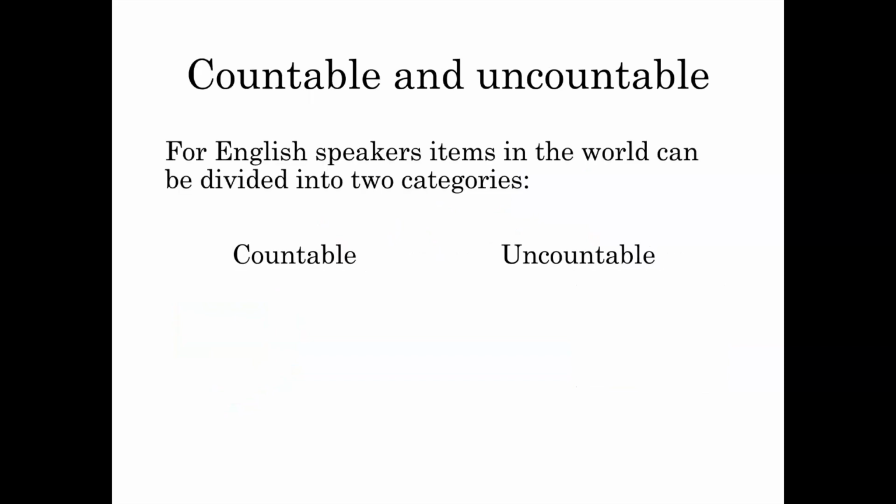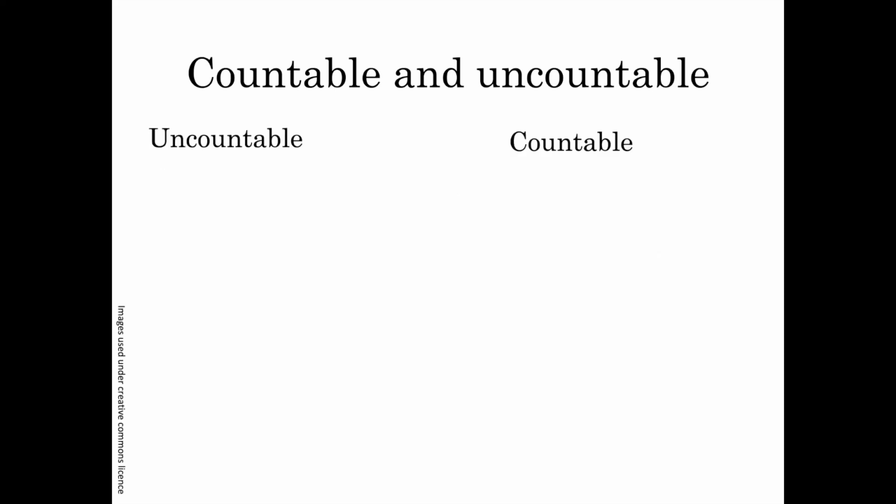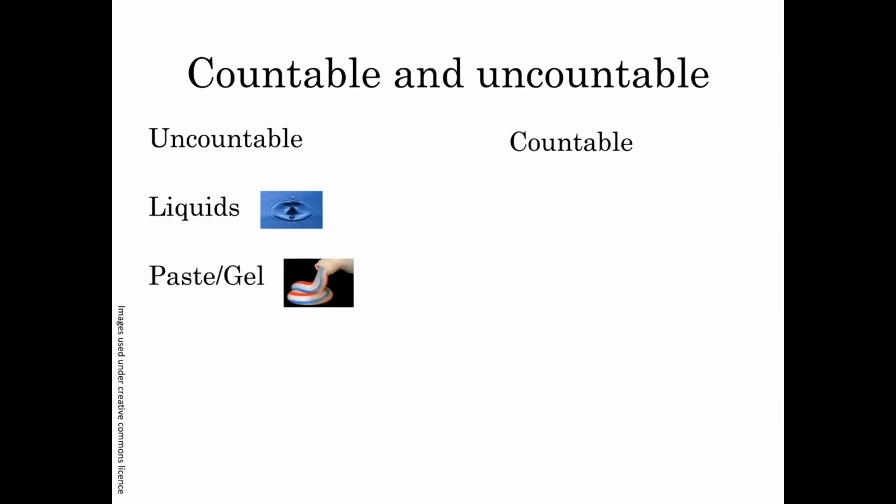For English speakers, items in the world can be divided into two categories. We have countable items and uncountable items. First of all, let's look at some uncountable items. Liquids are uncountable. Water, wine, beer, milk, blood, any kind of liquid is usually uncountable. Also, pastes and gels, anything which is thick and sticky, like toothpaste, mud, syrup, anything like that.